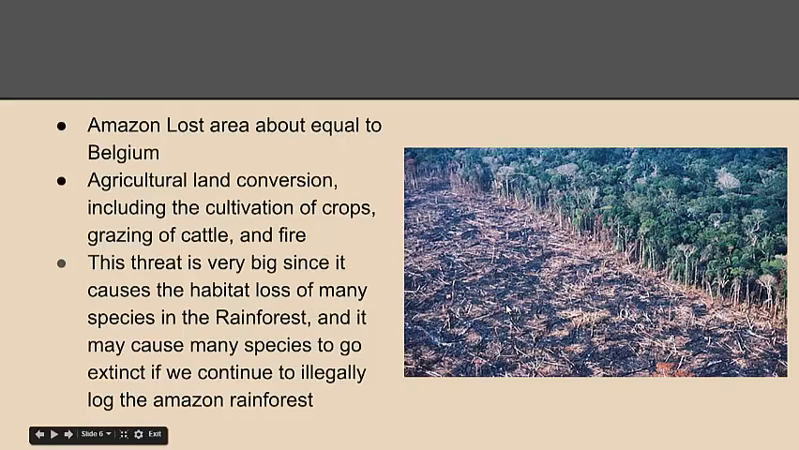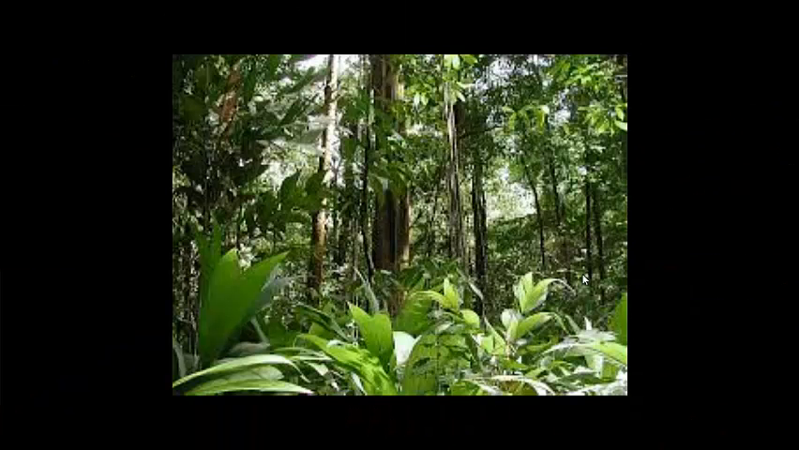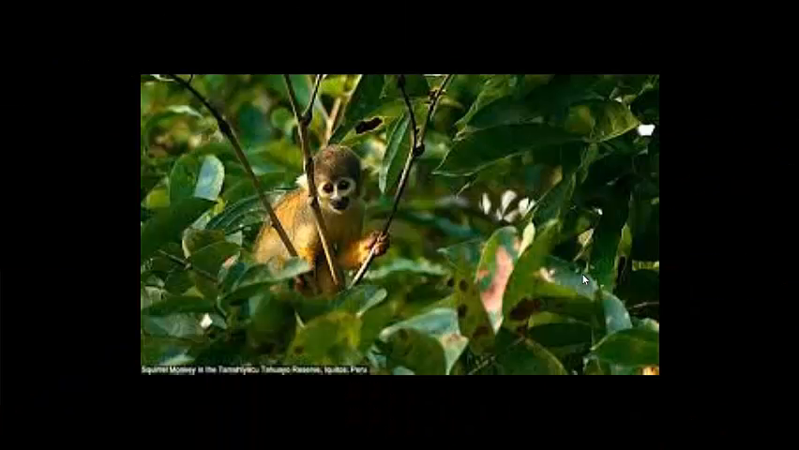Agricultural land conversion, including the cultivation of crops, grazing of cattle, and fire, have started the process of deforestation. This threat is very big since it causes the habitat loss of many species in the rainforest, and it may cause many species to go extinct if we continue to illegally log the Amazon rainforest. We will now talk about how deforestation has affected climate change.